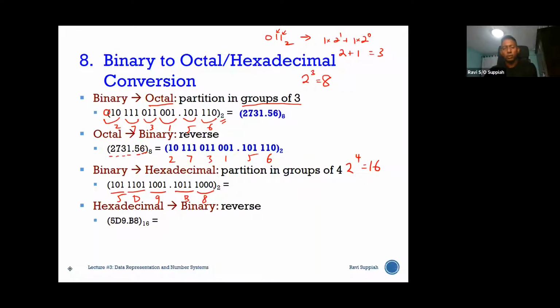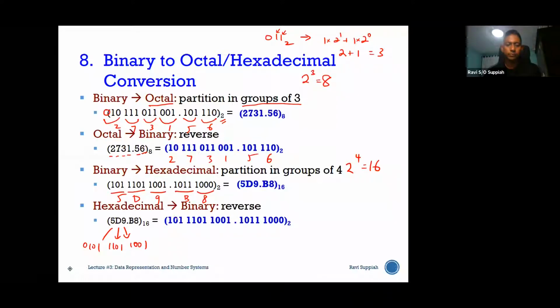Again, all of this you will become more familiar with once you keep looking at these numbers. Hexadecimal to binary is just the other way around. That means you take each hexadecimal digit and represent it by its binary equivalent, and so on. So you're going in the reverse order, and then you get your final representation in binary.